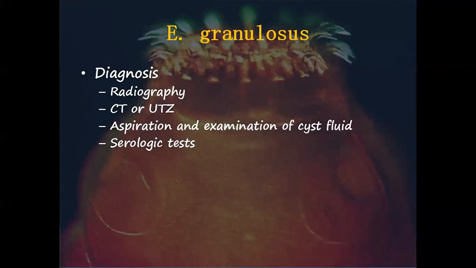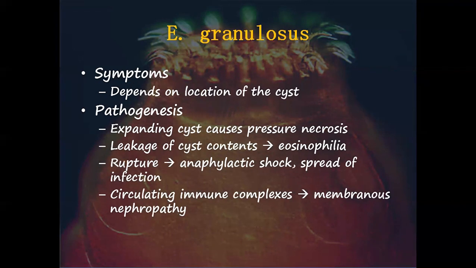So diagnosis, you can do radiography, CT scan, ultrasound, aspiration, and examination of the cystic fluid or serologic tests. Symptoms will depend on the location of the cyst. An expanding cyst can cause pressure necrosis in the area. If there is leakage of cyst contents, you will have eosinophilia. Rupture of the cyst, releasing a lot of cytokines, can cause anaphylactic shock.